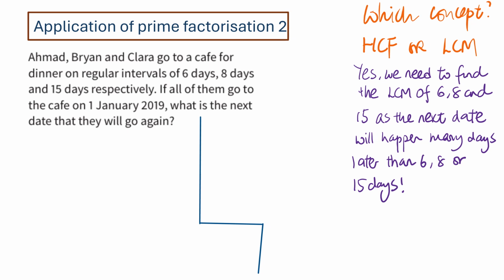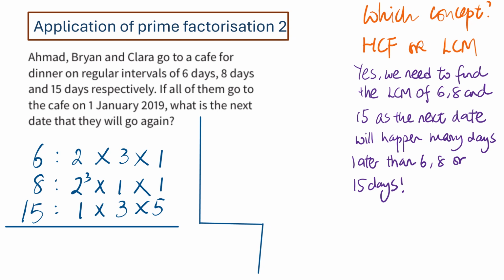So the first step is to use repeated division to write 6, 8, 15 as a product of its prime factors in index notation. And so therefore, the lowest common multiple of these 3 numbers is 2 cubed times 3 times 5, and that is 120 days. So they meet on the 1st January.